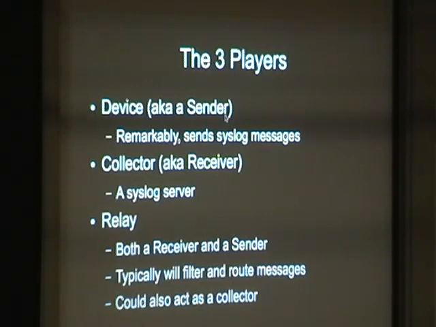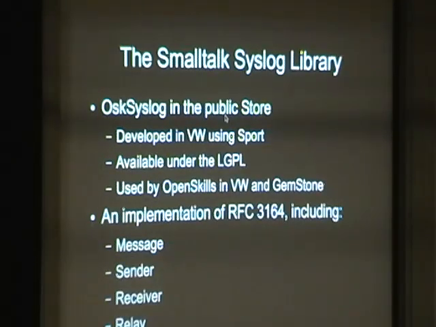Collectors are things which have the capability of receiving things. They collect things and store them, that's the idea. And a relay is really just those two. So you can collect and send this stuff on. A relay typically will do filtering. It will say, well, this isn't important, this should go over here, this should go over there, and so on and so forth. But of course, a relay can also act as a collector. It can say, well, I like this, I'm going to keep it, but I'm going to pass it on as well. So you can combine all these different models.